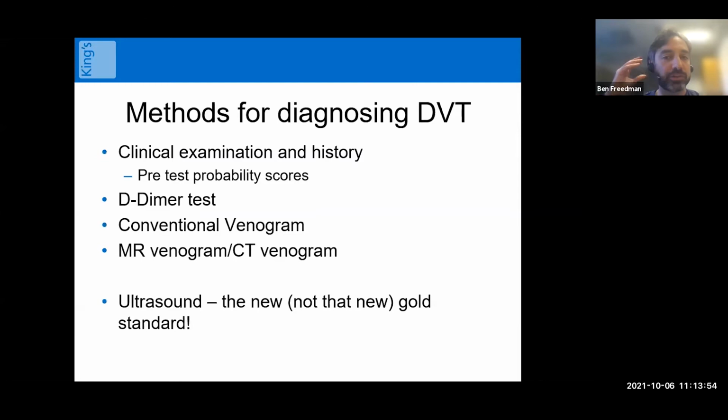Of course, diagnosing DVT has lots of different aspects to it, and we can run through some of the parts of that: clinical examination and pre-test probability scores, D-dimer testing, various types of imaging. But as I've mentioned, I'm going to be focusing mostly on ultrasound because that's what I do and that's what I know about.